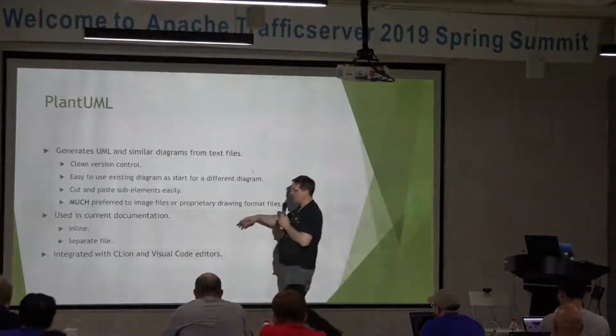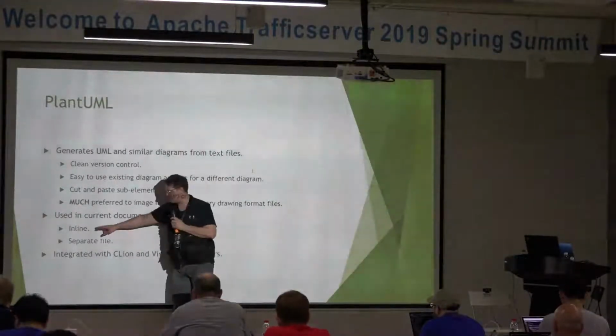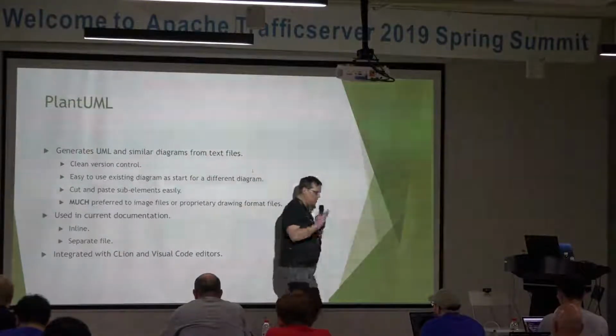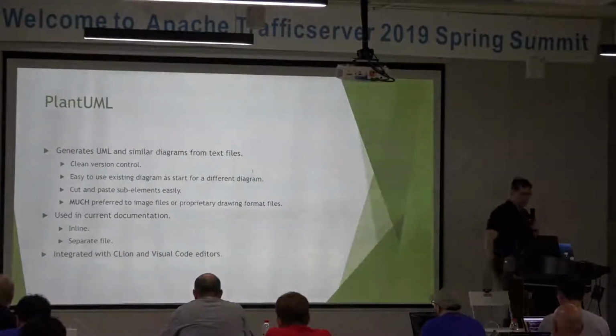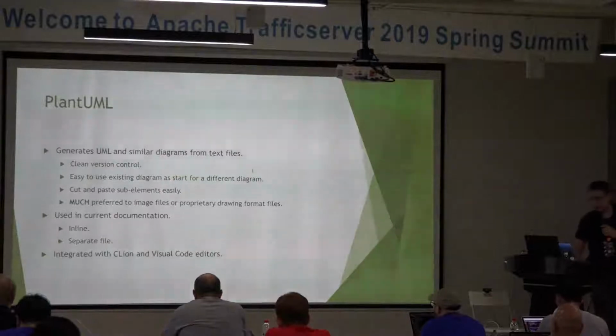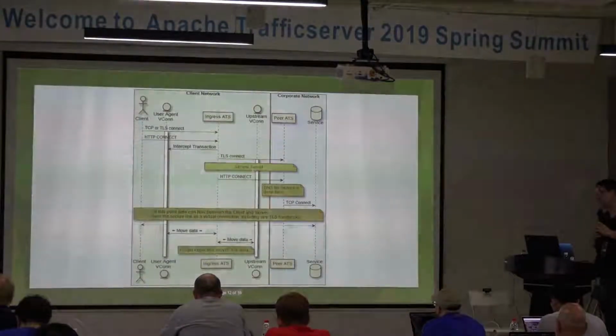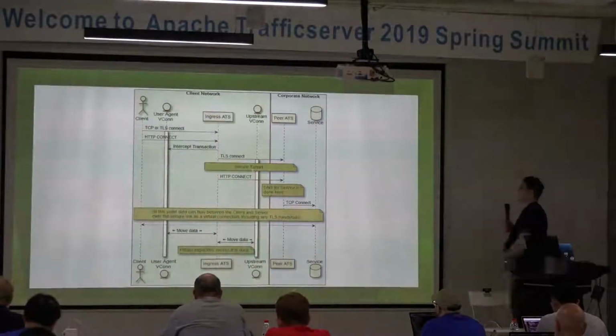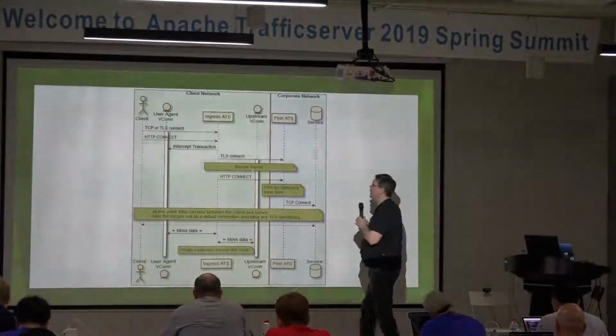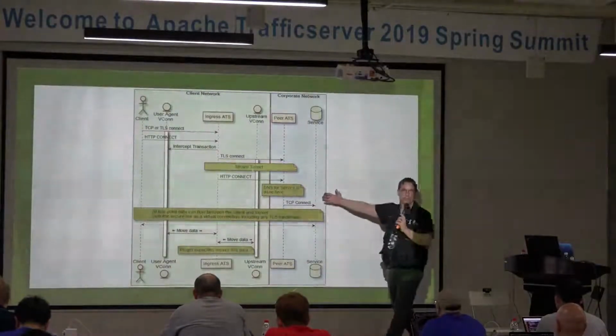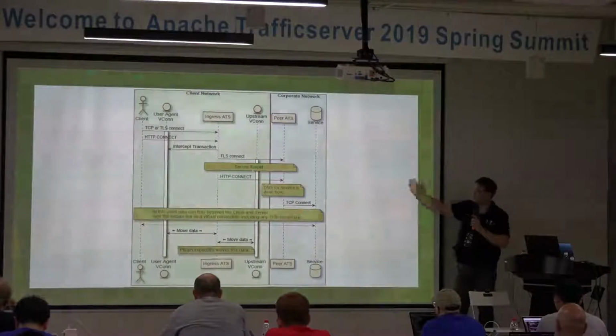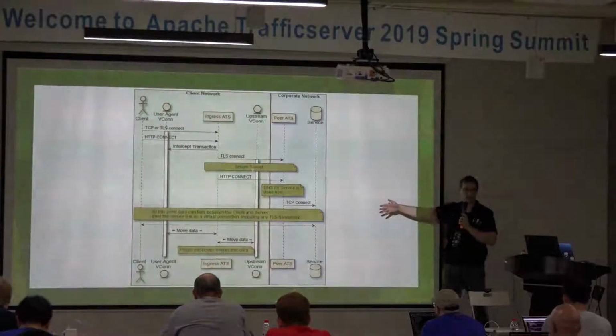In the current documentation set, you can do it. You can do it inline directly. You can do it as a separate file. Both of those work depending on which you find more convenient. So that's really nice. So here's a diagram. This is actually in our documentation right now for the TLS Bridge plugin. This is an example. So this documents how the TLS Bridge does communication when it's talking, right?